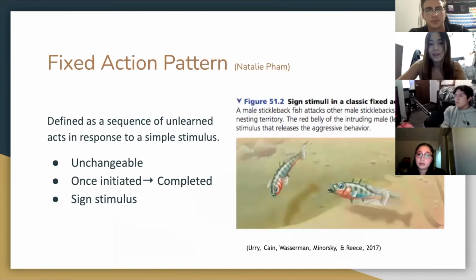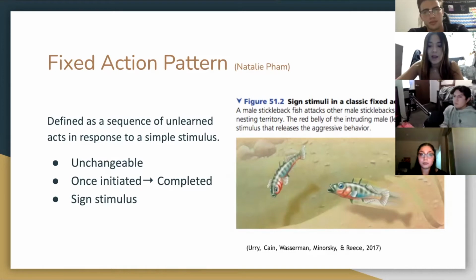All right, so for the fixed action pattern, this is a pattern that animals use as their innate behavioral mechanism, which results from a response to a stimulus. The fixed action pattern can be described as unchanged or unchangeable, because once initiated by a stimulus, it is activated and then carried out until it's completed. And the sign stimulus, this is important. This is basically the stimulus that influences the fixed action pattern.